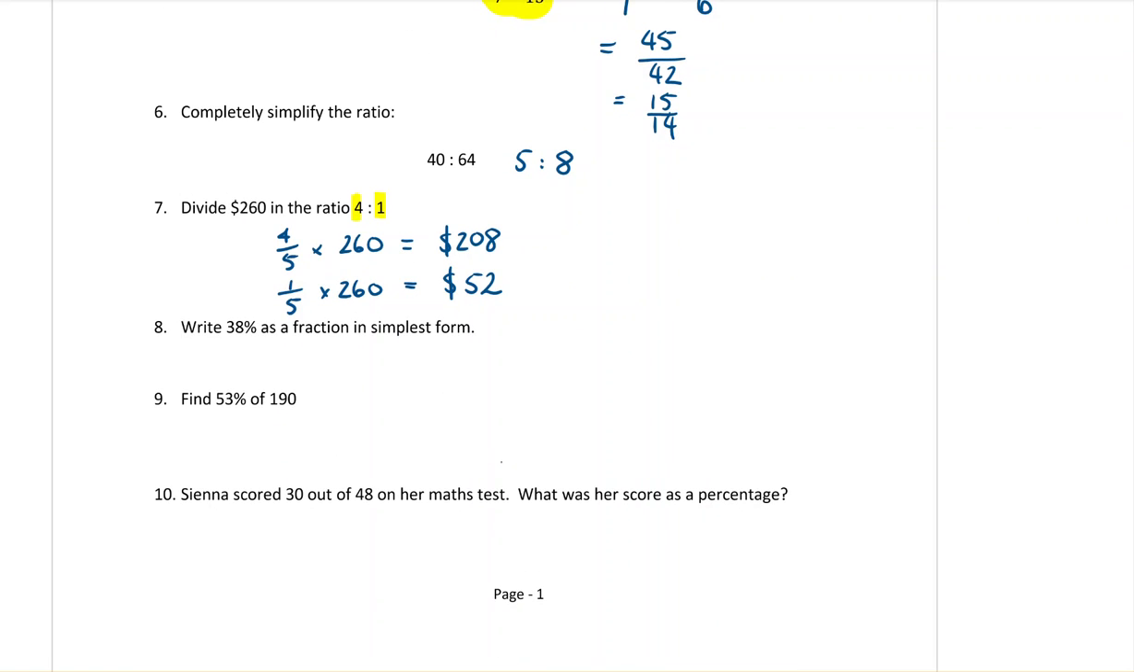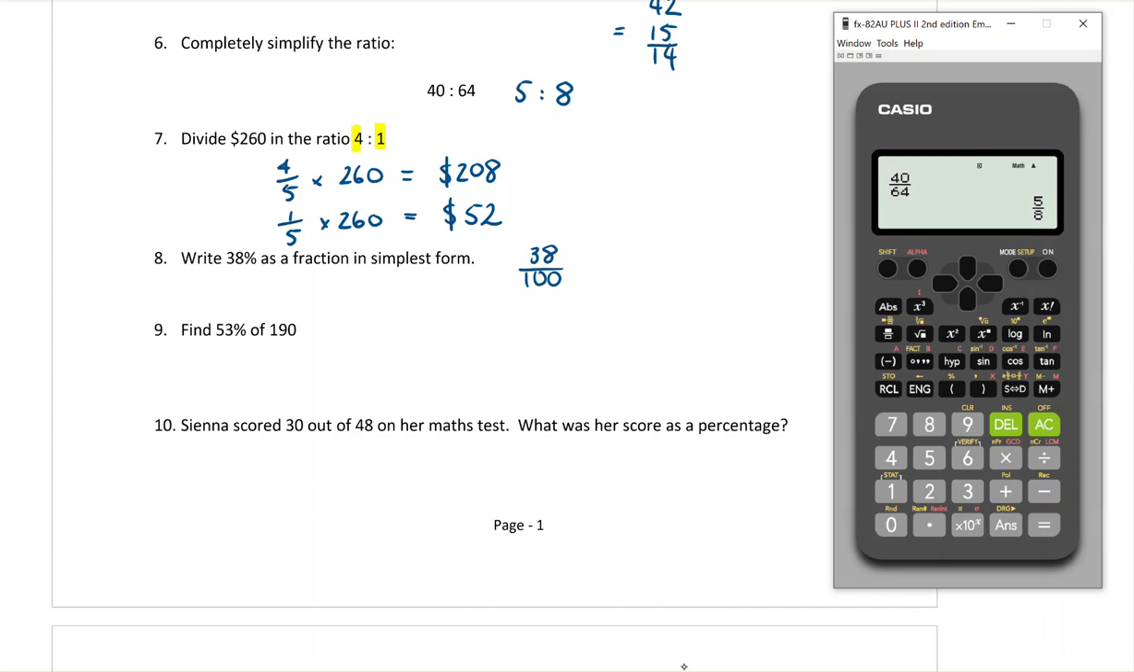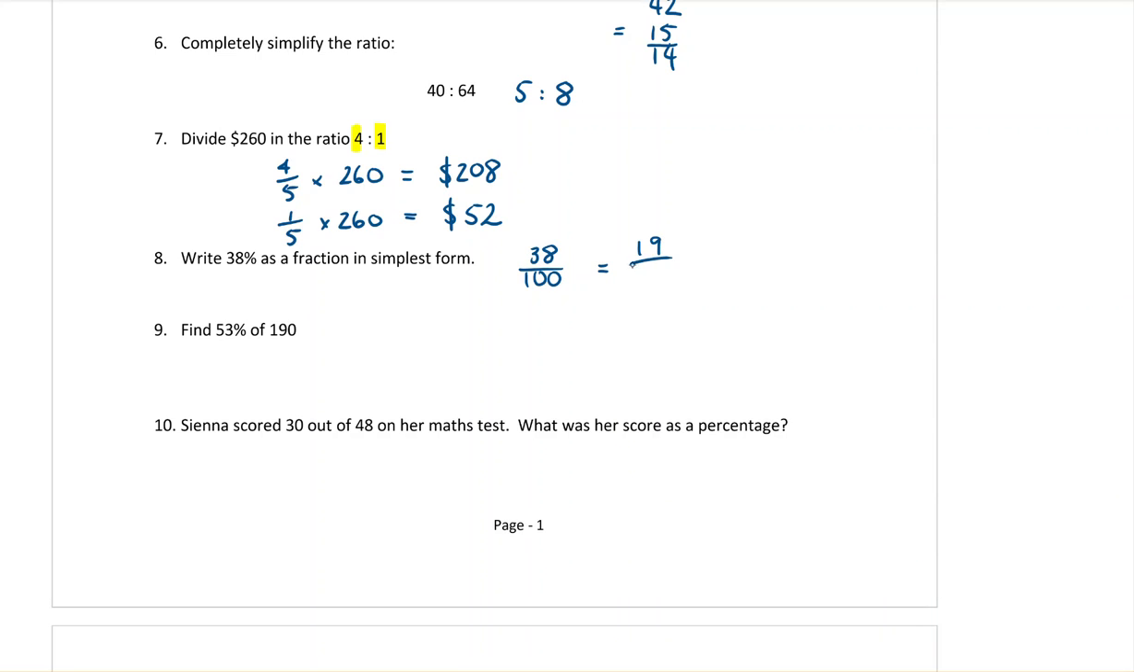Question 8. Write 38% as a fraction in simplest form. Percentages, there's a diagram that we should have on our cheat sheet. To get from a percentage to a fraction, what do we do? Divide by 100. So it's 38 over 100, or divided by 100. But we do want to simplify that, so we put it in here, 38 over 100, and we press equals, and that is 19 over 50.